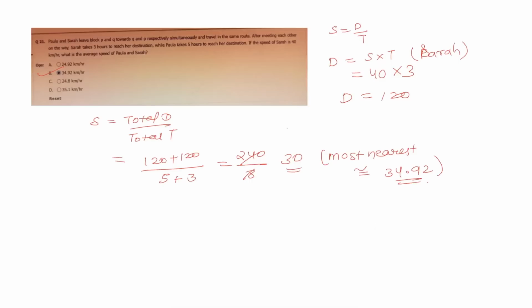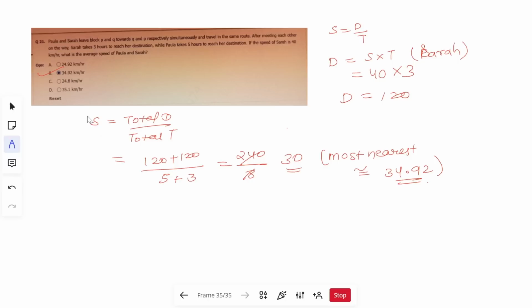Let's look at this question, guys. So in this question, Paula and Sarah leave places P and Q towards Q and P respectively simultaneously and travel on the same route. After meeting each other on the way, Sarah takes 3 hours to reach her destination, while Paula takes 5 hours to reach her destination. If the speed of Sarah is 40 km per hour, what is the average speed of Paula and Sarah?